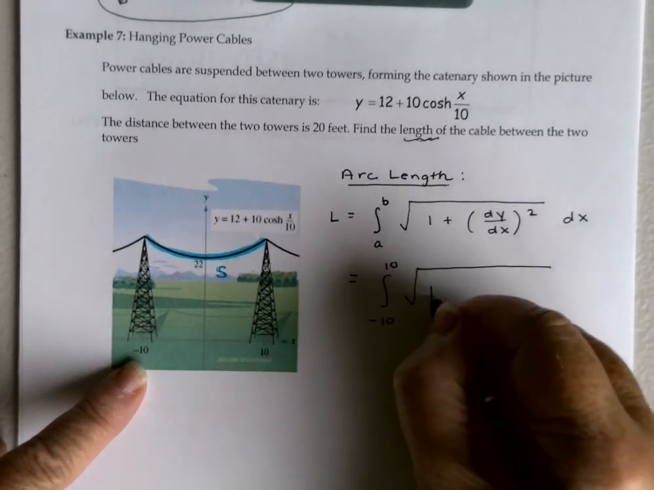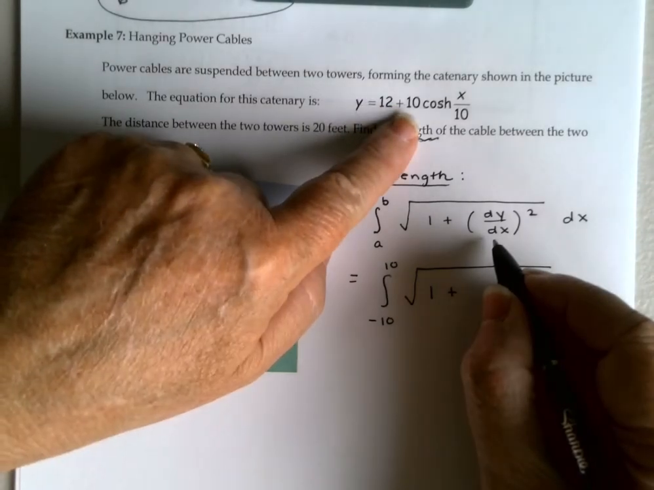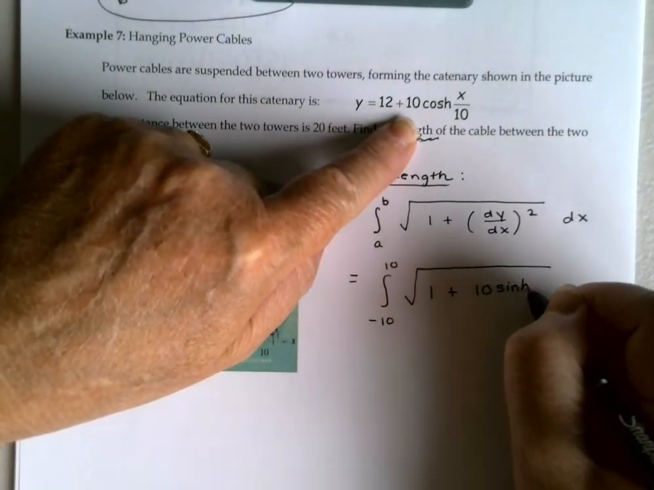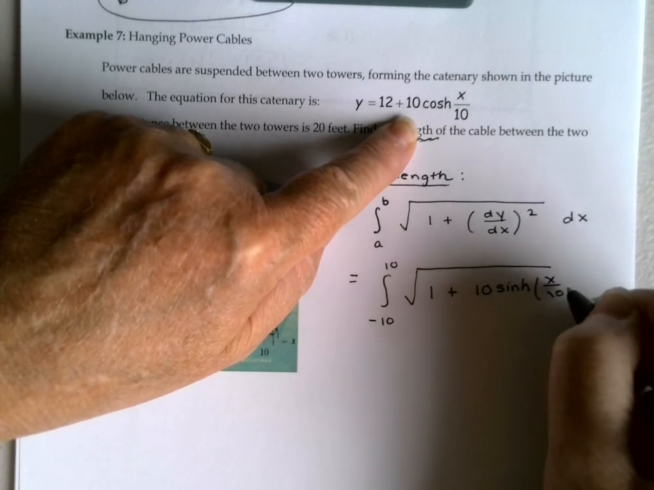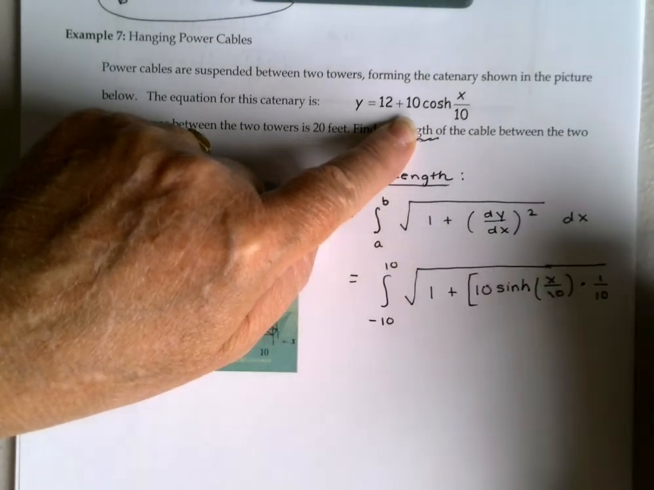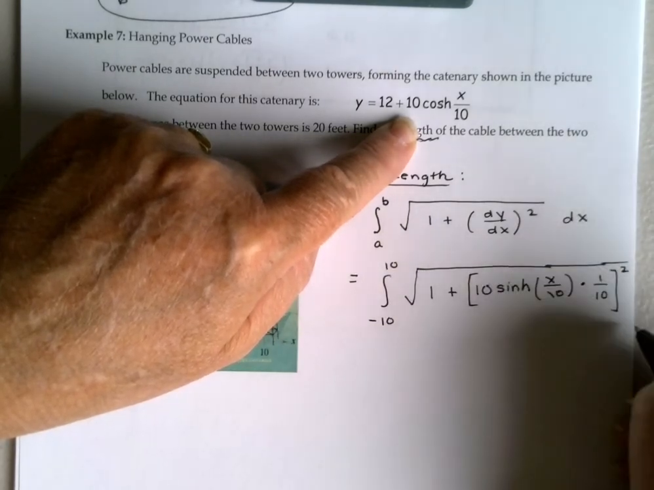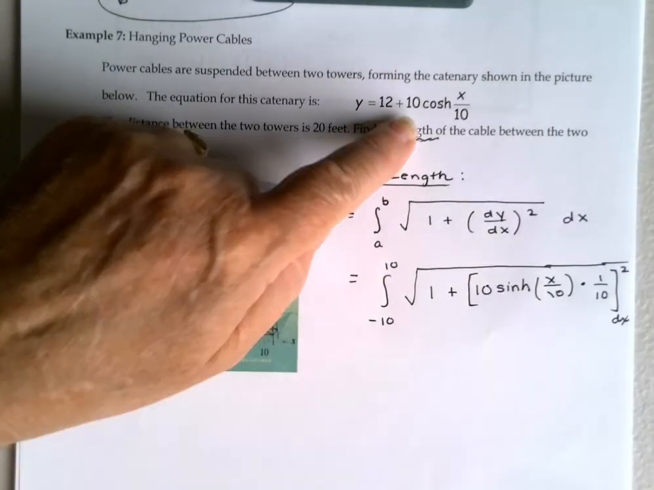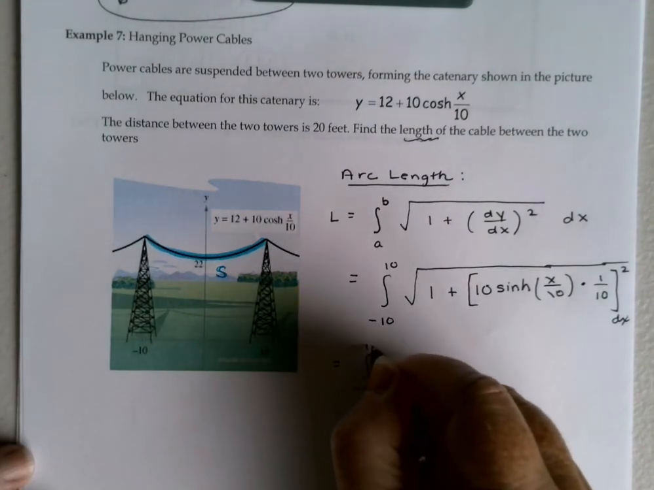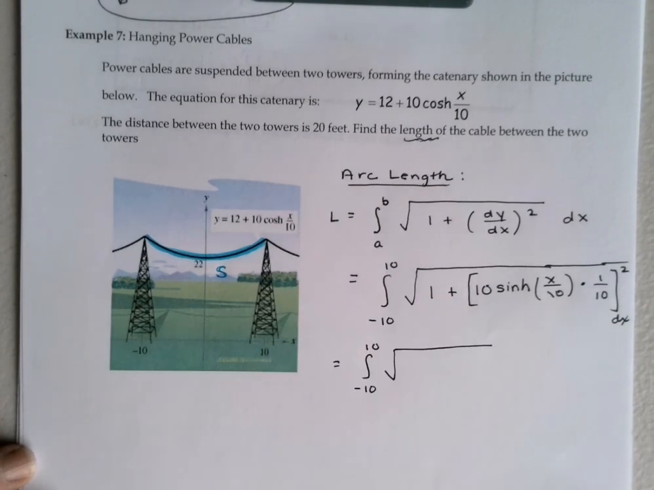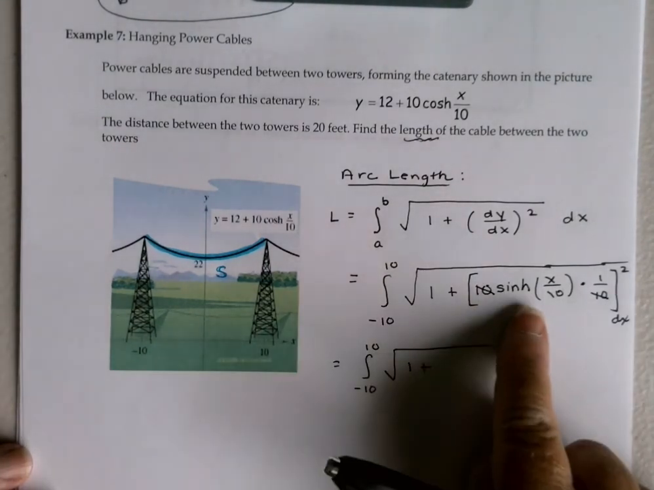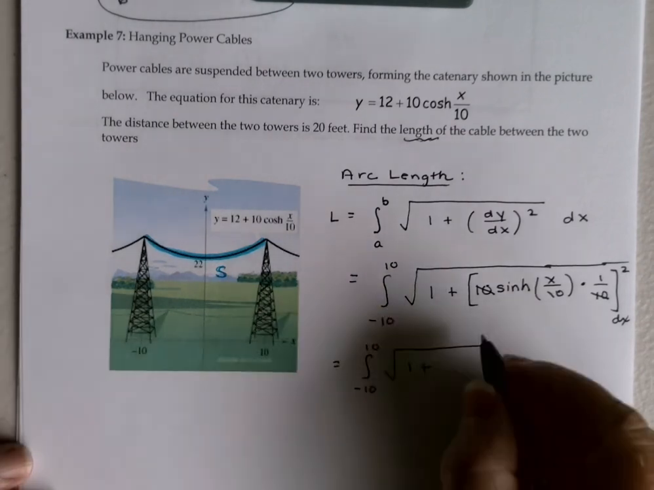And we'd have the square root of 1 plus the derivative, at 0, that would be 10 hyperbolic sine x over 10 times 1/10 for the chain rule. And that derivative gets squared. And I'd have the dx. I'll squeeze that in down there. So under my radical, I've actually got 1 plus sinh squared of x over 10.